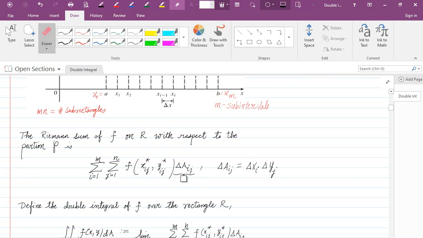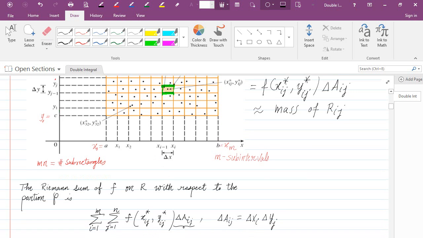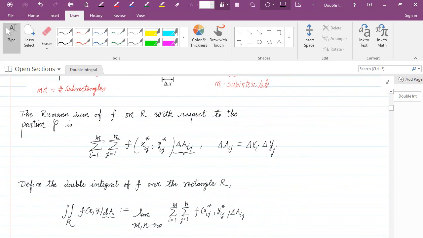Now notice that the area of the ijth piece, the area of this piece right here, is delta x, which is the width of this vertical strip, multiplied by the width of this horizontal strip right here, and so that's delta y. So if I multiply delta x delta y, that's going to give me the area of this piece. So this sum is an approximate value of the mass of the entire rectangle R.